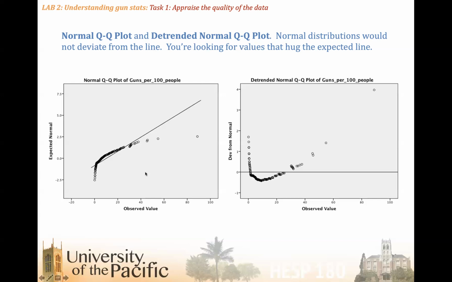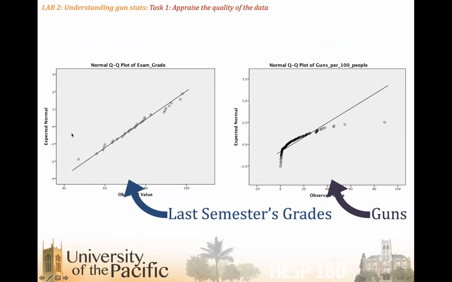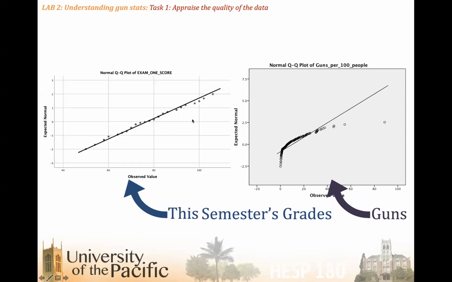They don't track the line at all. I mean, it just looks hilarious. This is last semester's grades. They track the line pretty well. Here's guns. You can't analyze this. You're not going to get trustworthy findings. Here's one that is even a little bit better, our grades from this semester.